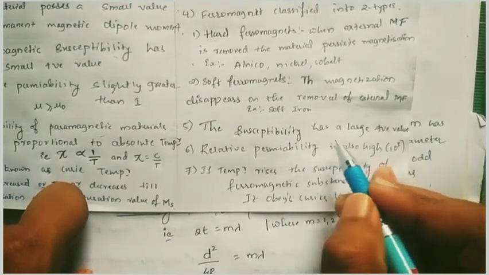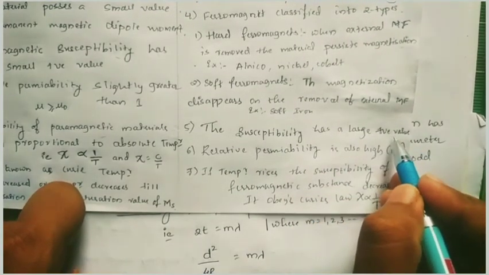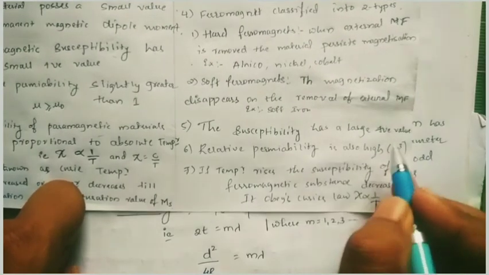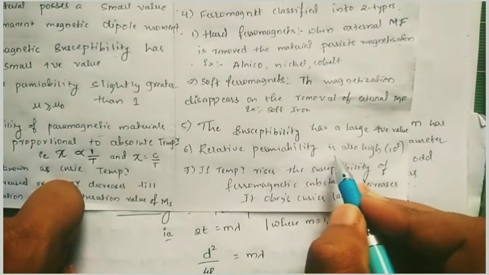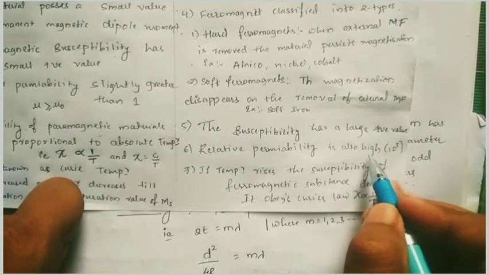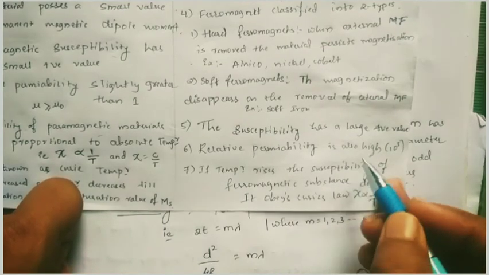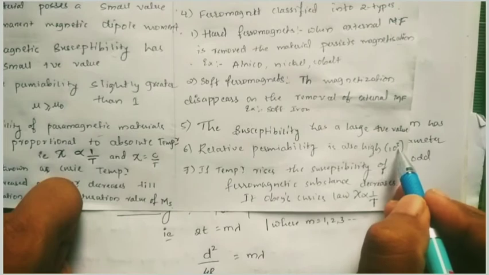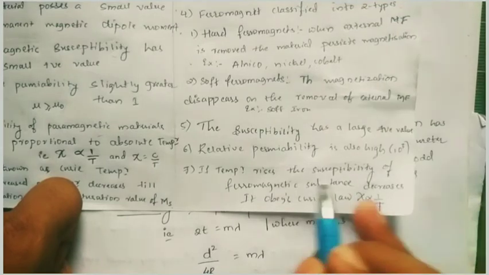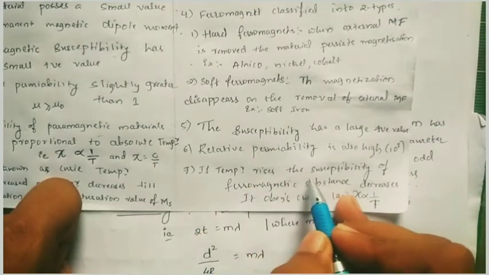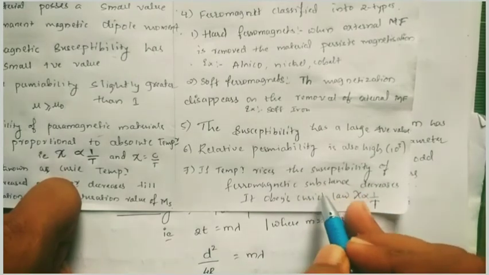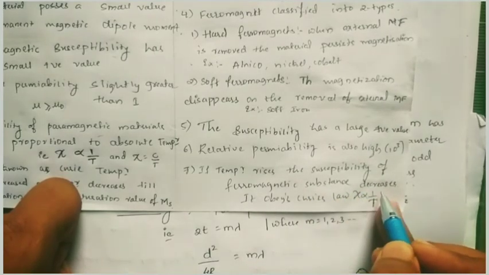So the material is easily magnetized, and the susceptibility has a positive value. And the relative permeability is also very high. It is more than 1. It is in the order of 10 raised to 3. And if the temperature rises, the susceptibility of a ferromagnetic substance decreases.